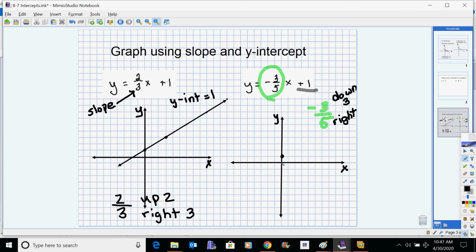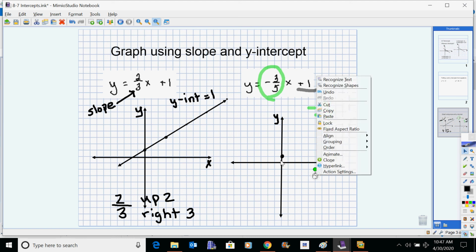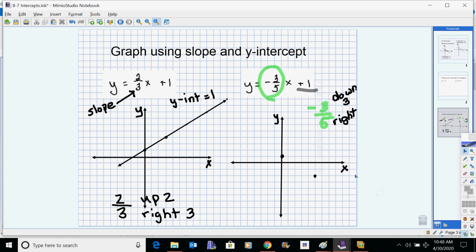So we need to go down 3, 1, 2, 3, and we need to go right 5, 1, 2, 3, 4, 5. So down 3, right 5 to find your next point. Down 3, right 5. 1, 2, 3. 1, 2, 3, 4, 5. So you're finding the point after the point after the point. And then you take your nice straight edge, your line. And really, that's the easiest way to graph.